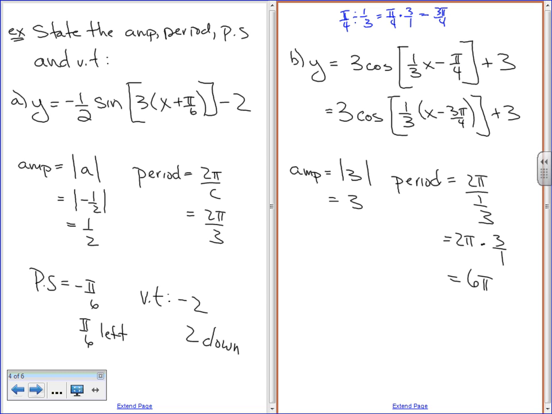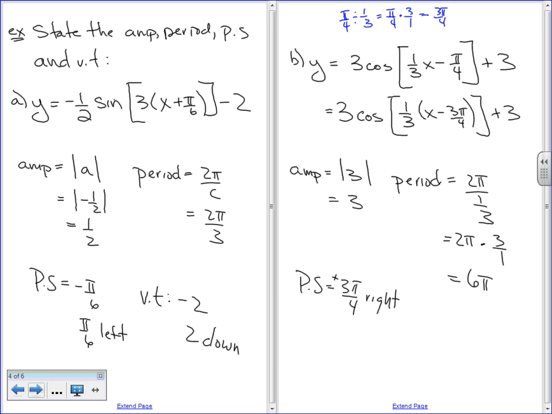The phase shift is positive, excuse me, 3 pi over 4 units, or you can say positive or to the right, whichever way. And the vertical translation is this guy's moving up 3, so positive 3 units, or you can say 3 units upwards.